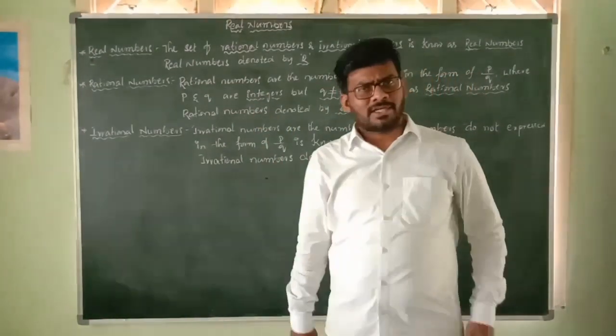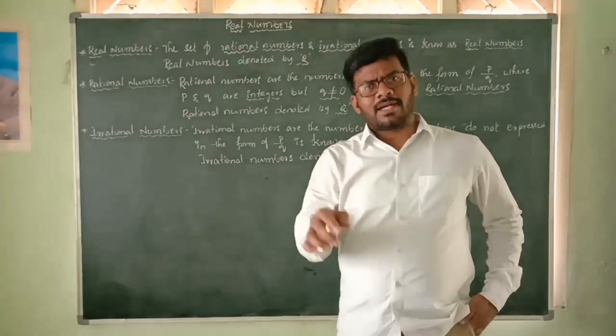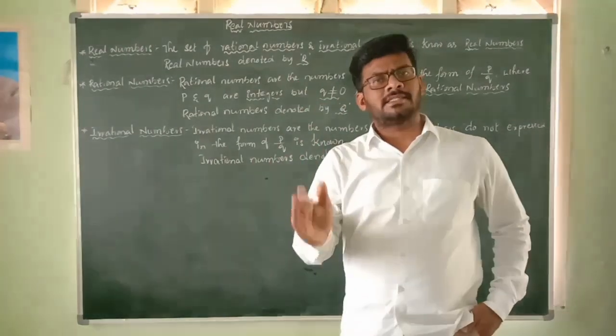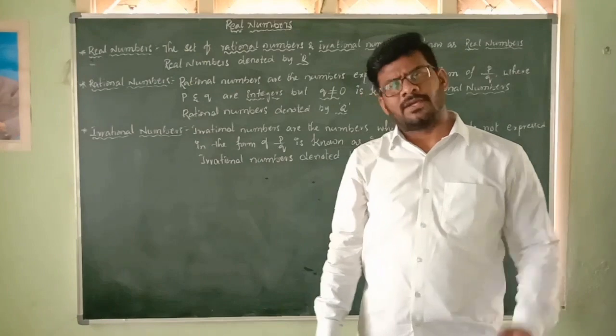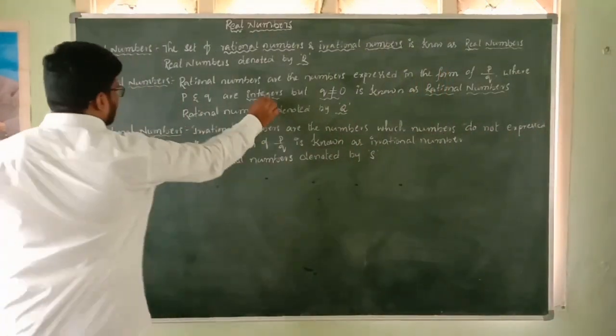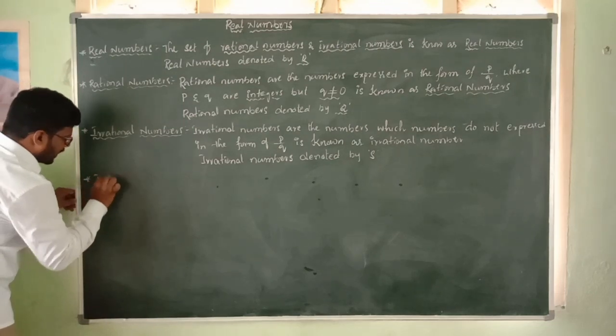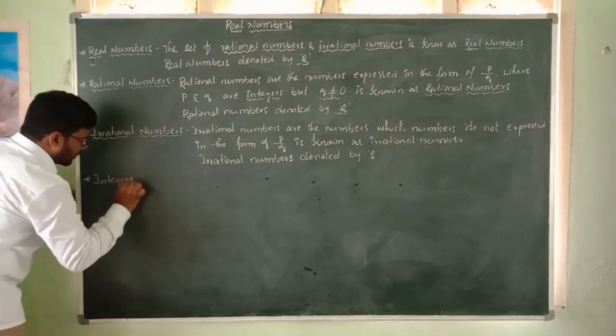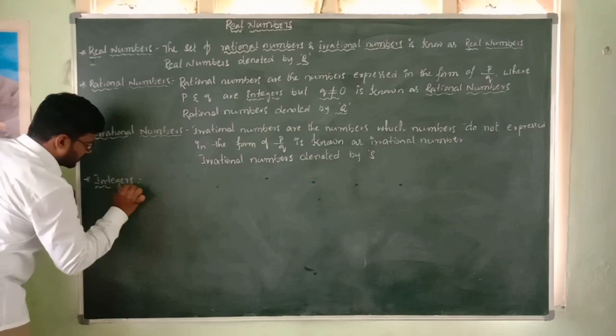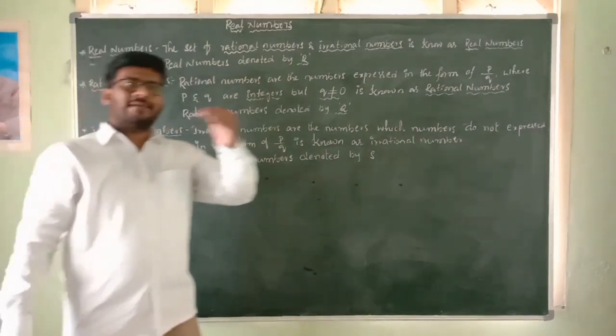Okay children, we observe that in the rational number definition there are integers. What are integers, children? You already learned the definition of integers in earlier classes. Once you recall it, what are integers?